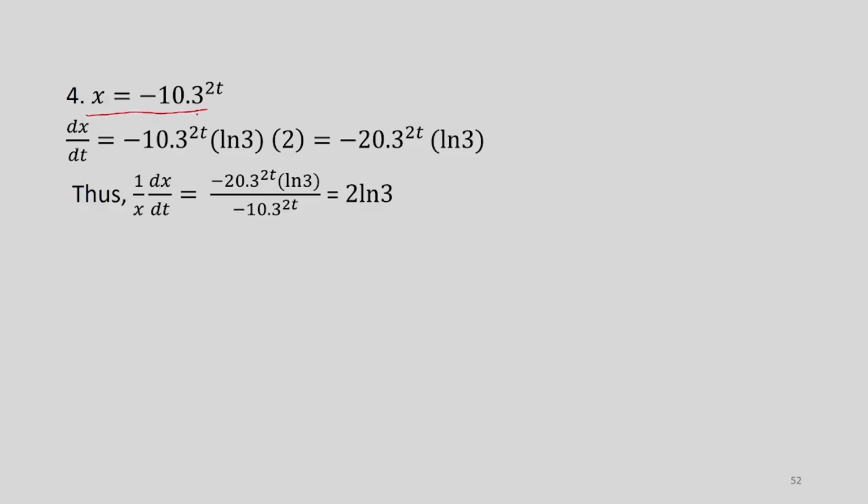Fourthly, x is given as minus 10 multiplied by 3 to the power 2t. Now in this case again I have to first find out what is dx/dt, and this is going to be a little bit complicated. Firstly, note that minus 10 is a constant, so I can just put it in front. So minus 10 multiplied by d/dt of 3 to the power 2t. Now what is that?